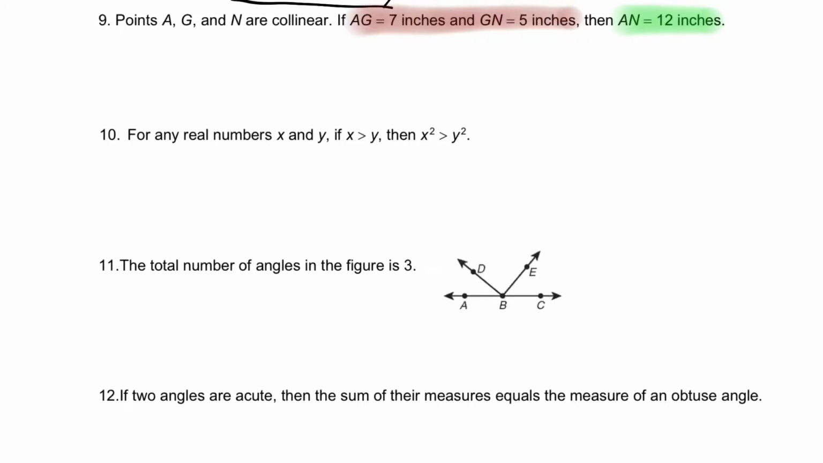Now let's look at number 9. You can see that I've already highlighted the statement. Again, we've got to come up with a counterexample that makes the red part true and the green part false. So you might read the beginning of this statement right here, and you might say, oh, well, they're collinear, so they're all on the same line. So you might be tempted to draw a figure that looks something like this.